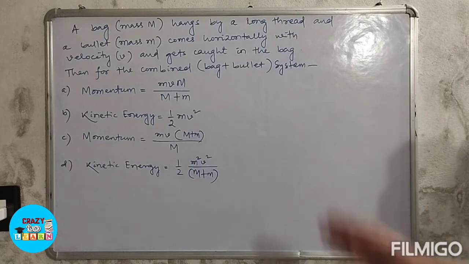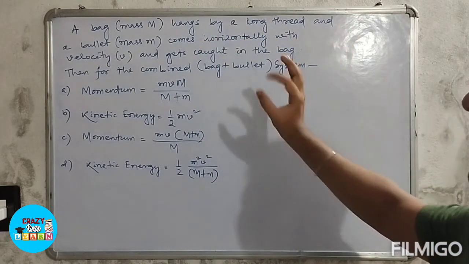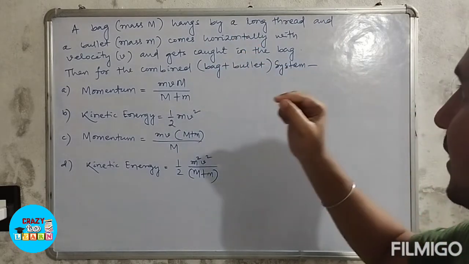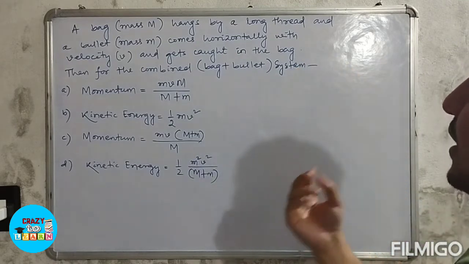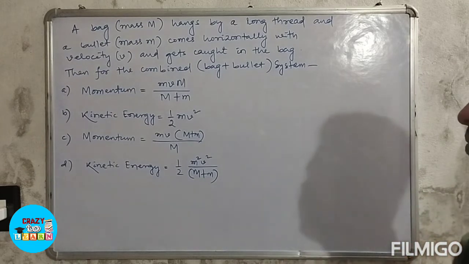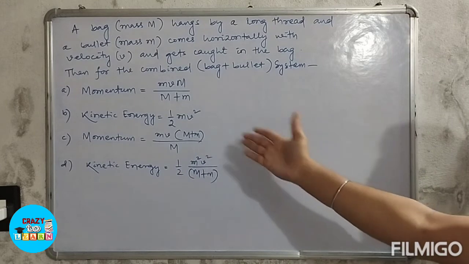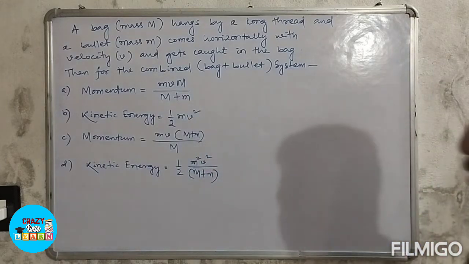Our next question is, a bag of mass capital M hangs by a long thread and a bullet of mass small m comes horizontally with velocity small v and gets caught in the bag. Then for the combined system, bag plus bullet system, the momentum will be this much, or kinetic energy this much. Which option is correct? You have to choose.